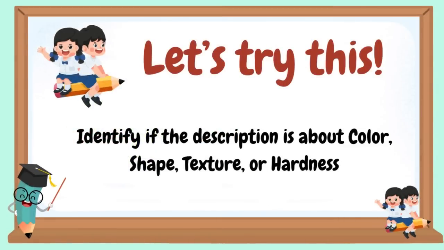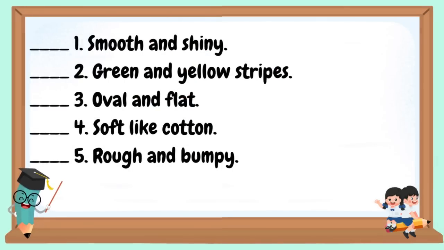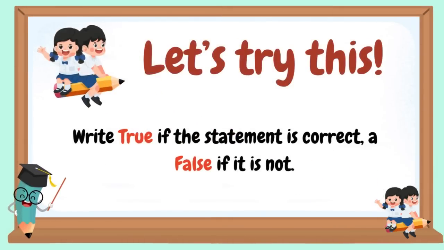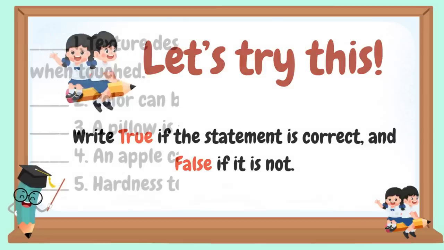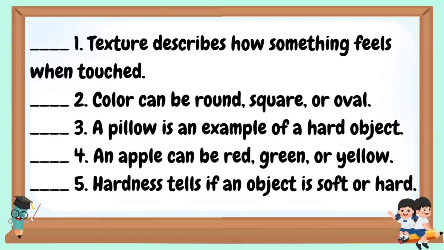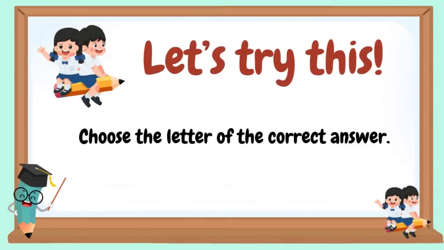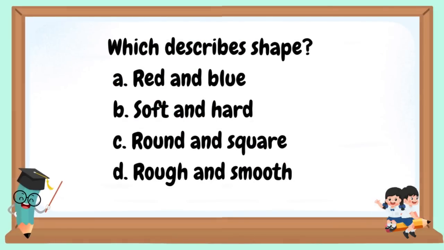Let's try this. Identify if the description is about color, shape, texture, or hardness. Let's try this. Write true if the statement is correct and false if it is not. Let's try this. Choose the letter of the correct answer.